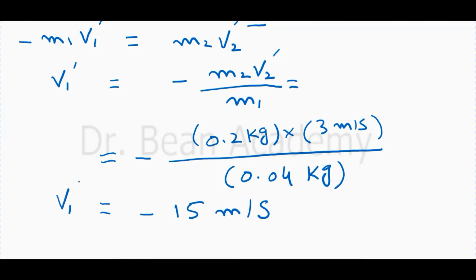This is v1 prime. So the block will move with a velocity of 15 meters per second, and the negative sign just tells us that the direction of this velocity is opposite to the velocity of the wooden block. And we have seen in the animation that they actually move in opposite directions. They will always move in opposite directions, no matter what the orientation of the block is.